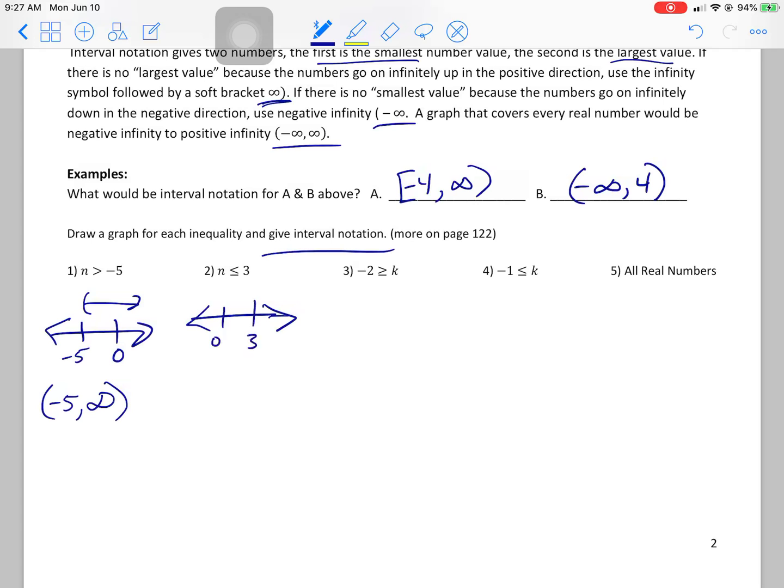+3 is n is less than or equal to +3. So see how you can kind of see that that's negative infinity and then a 3 with that hard bracket.